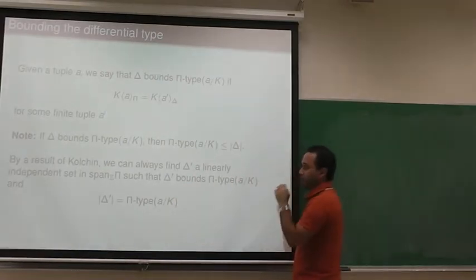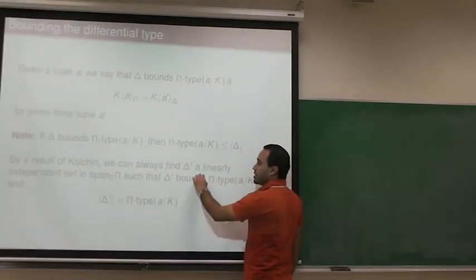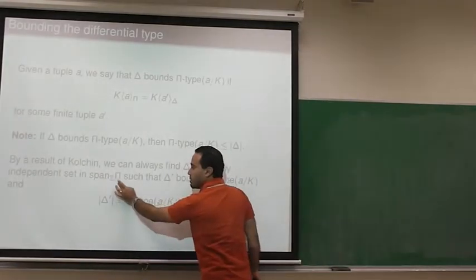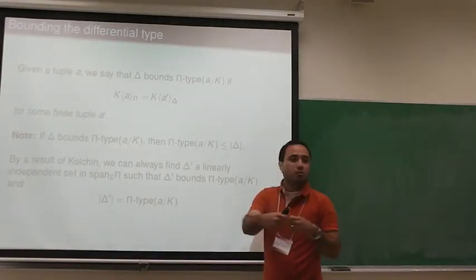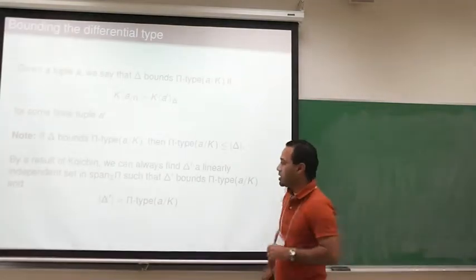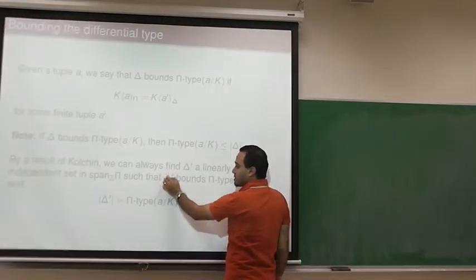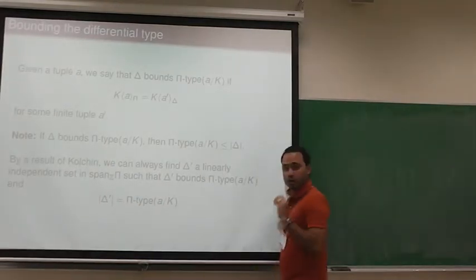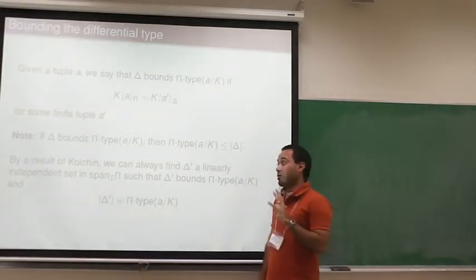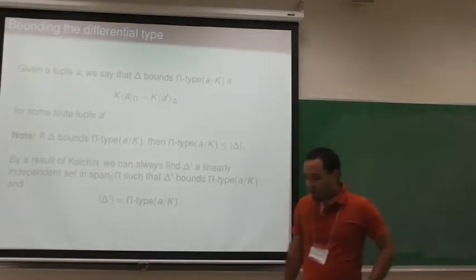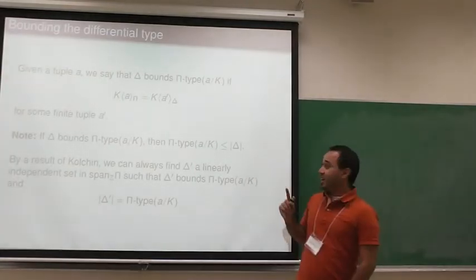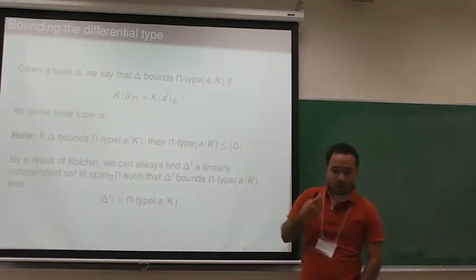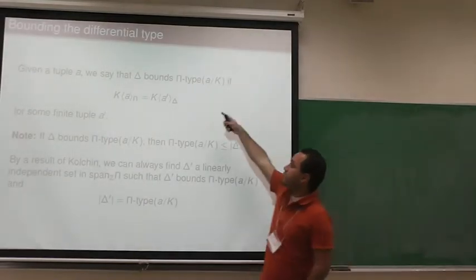Cauchy proved that we can always find, again, as I said, we might need to transform the derivations. Maybe you have your derivations, maybe you need to put some integral coefficients. You change them a little bit, not too much, such that this delta prime will bound the differential type, and it will be equal. So that's more or less equal. So this happens. But notice this: I'm only saying this about a tuple. I have a tuple, and I talk about delta type of a tuple, and I talk about delta bounding the differential type of the tuple.